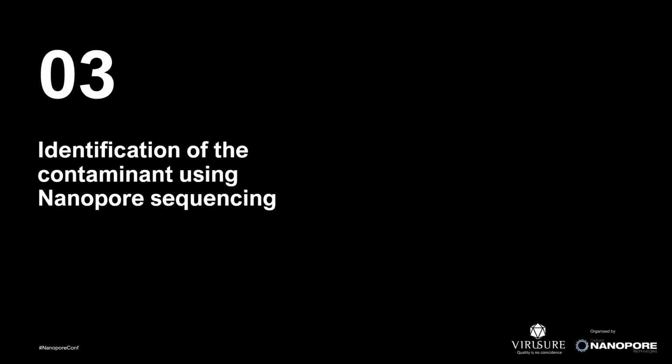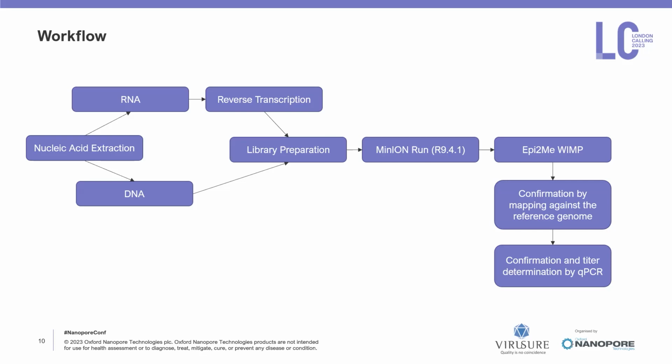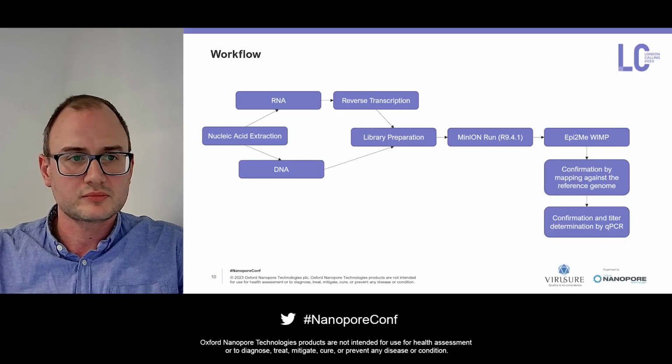So we started by doing separate RNA and DNA extractions, used different kits for library preparation, and then ran all our samples on a MinION flow cell. For evaluation, we used the EPI2ME WIMP workflow, and for possible contaminants, we tried to confirm them by mapping against the reference genome and do a second confirmation and titer determination using real-time PCR.